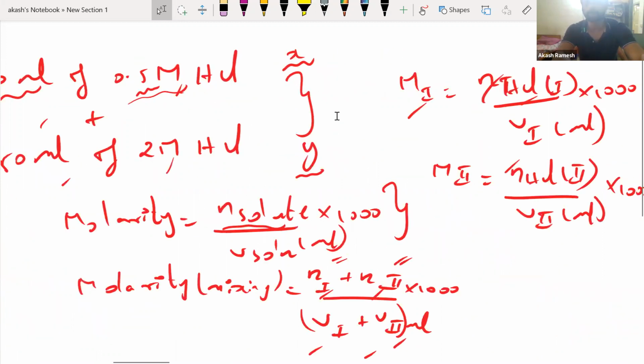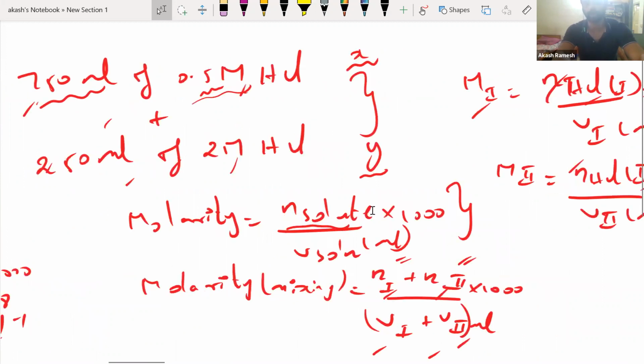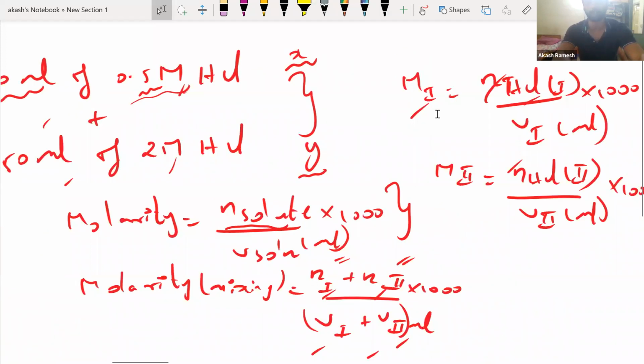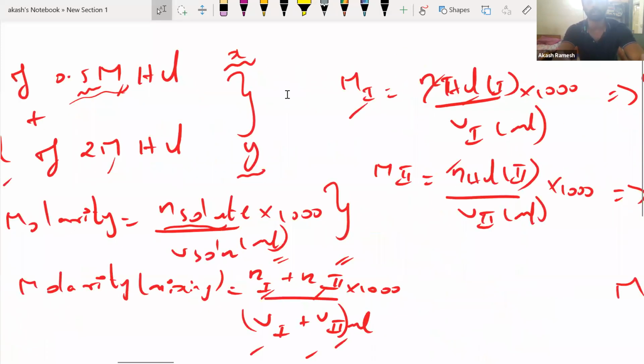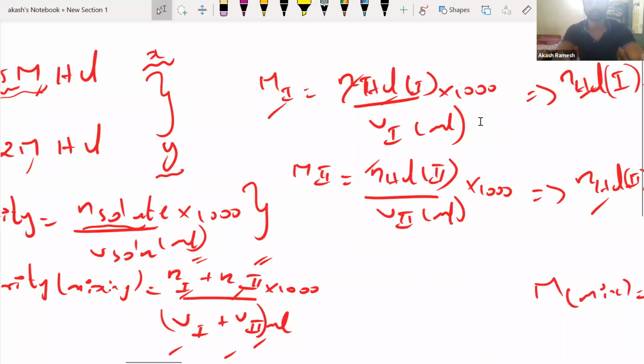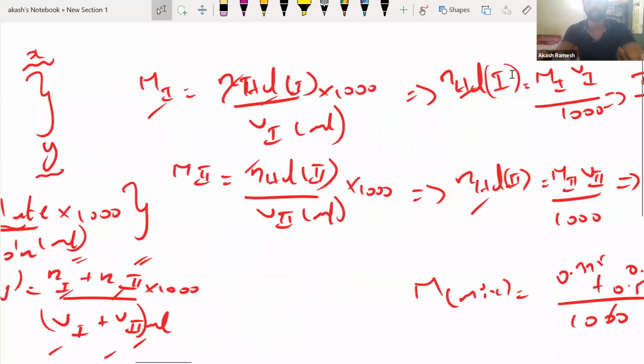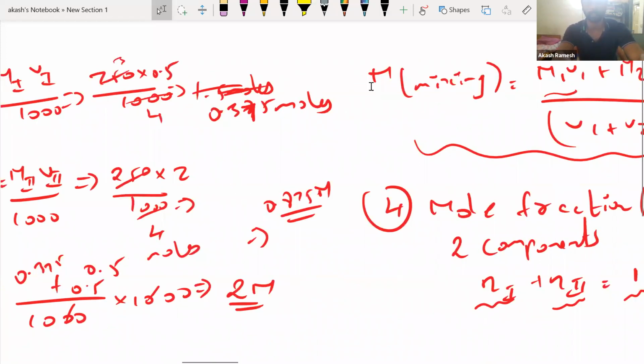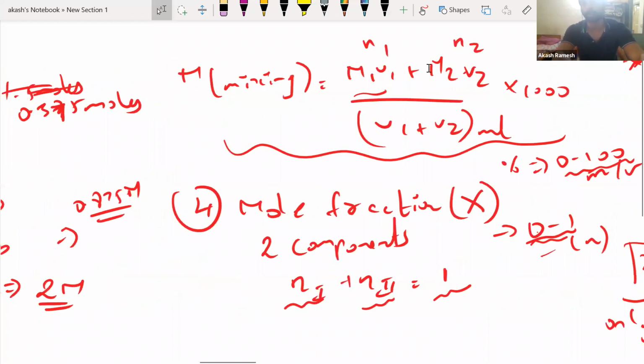And obviously the number of moles of HCl present in the first solution and the second solution should be added. That's what's mentioned here: molarity is equal to (N1 plus N2) divided by (V1 plus V2) into 1000. And how will you find N1 and N2? If the volume and the molarity are given, volume into molarity will give you the number of moles. Or you can directly use the formula: molarity of mixing is (M1 V1 plus M2 V2) divided by (V1 plus V2). M1 V1 gives you the number of moles 1, and M2 V2 gives you the number of moles 2.